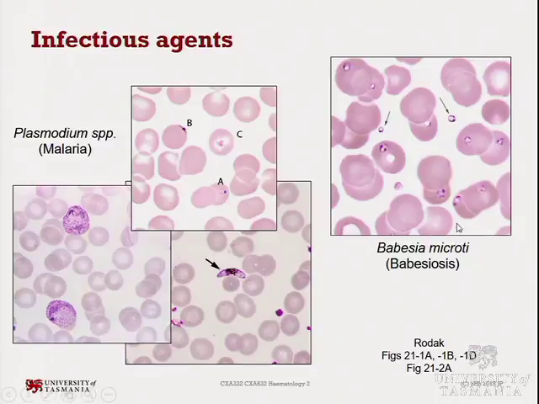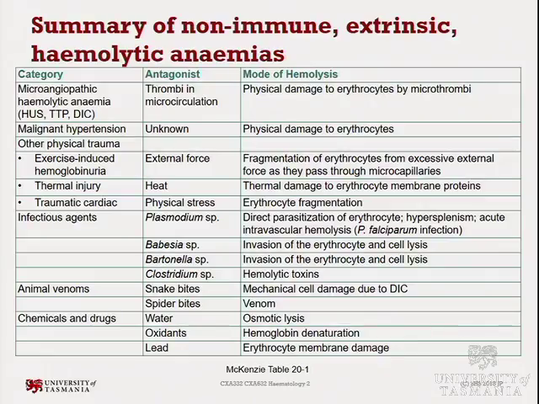So here are our infectious agents that we'll be having a look at tomorrow. This is Plasmodium species, a couple of different forms of Plasmodium species that you're going to be able to identify in the laboratory, you'll be pleased to know. And this is Babesia, which is very common in the United States. So there you go. As promised, there's a summary of non-immune extrinsic hemolytic anemias and their mode of hemolysis.